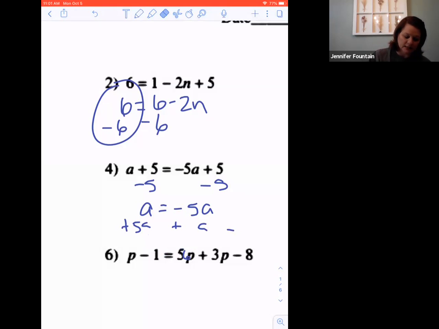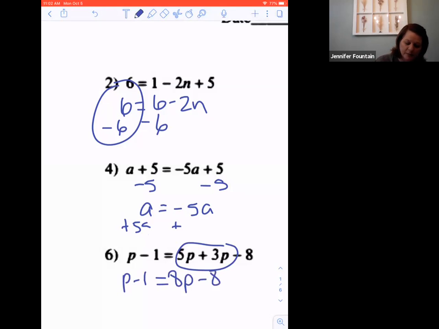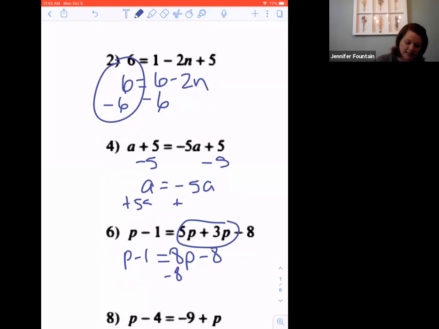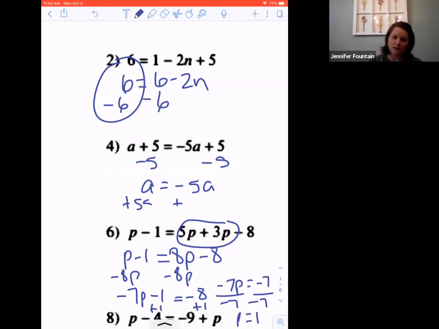With number 6, notice here, I've got to simplify before I can do anything. I've got 5p and 3p on that same side. So p minus 1 equals 8p minus 8. Subtract 8p, subtract 8p. So now I have negative 7p minus 1 equals negative 8. Add 1, negative 7p equals negative 7. Divide by negative 7, divide by negative 7, p equals 1.